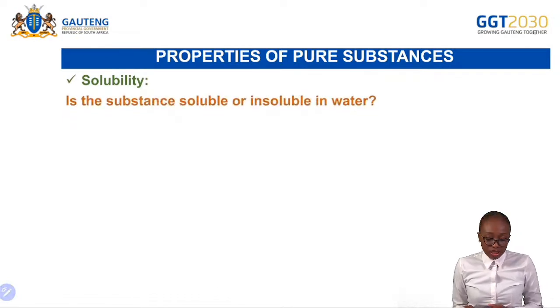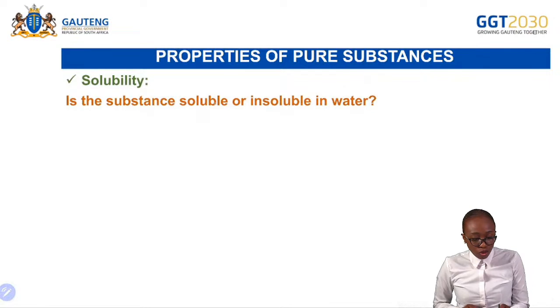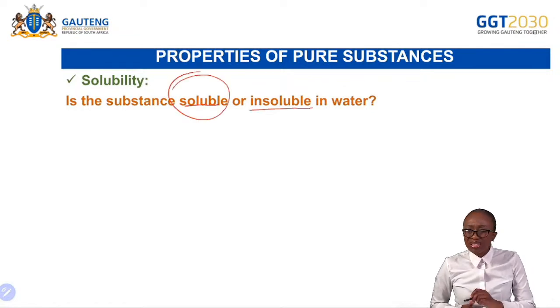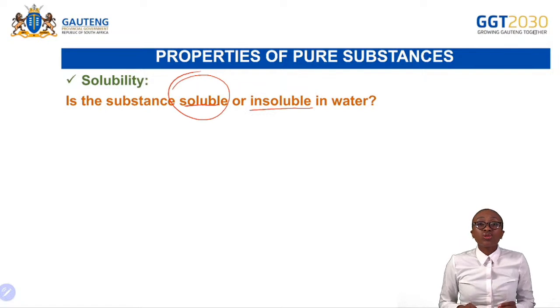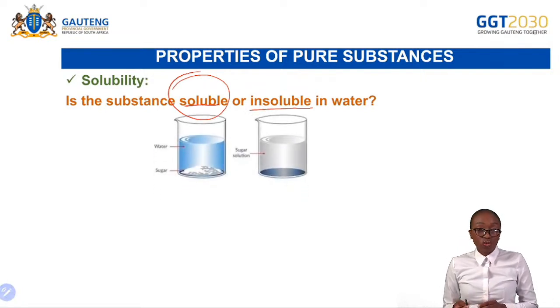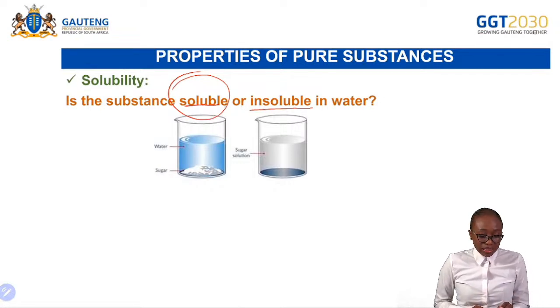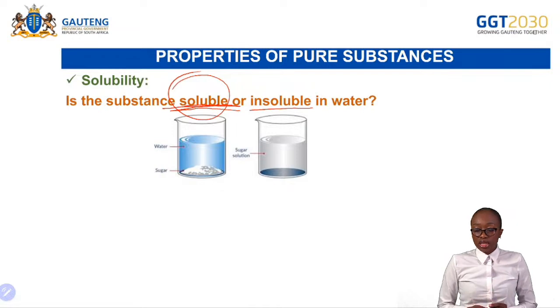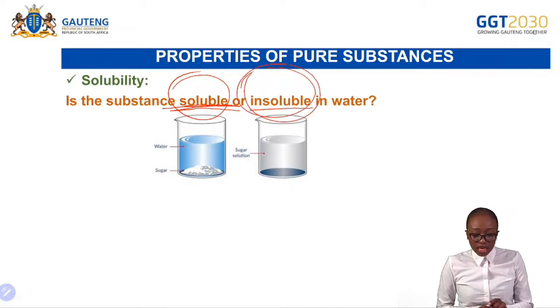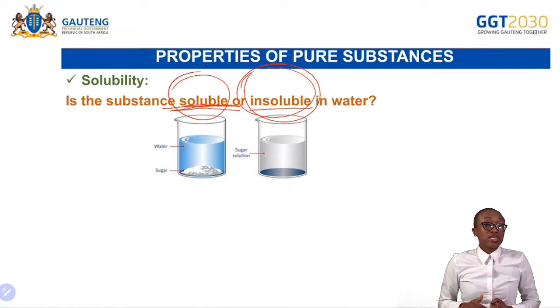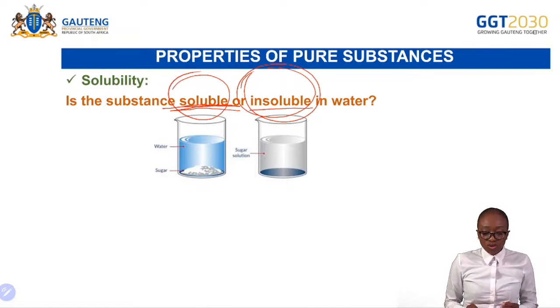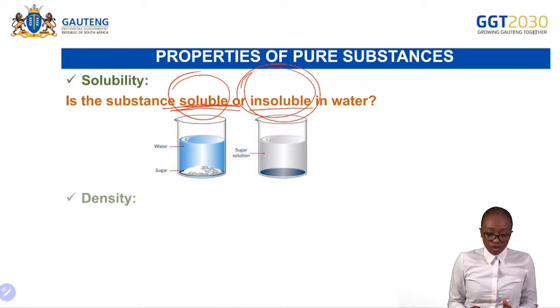Now, solubility. Is the substance soluble or insoluble in water? What does the word soluble mean? Soluble means, can it dissolve in water? Take a glass full of water and a teaspoon of sugar. You pour the teaspoon of sugar into the water, then you stir. If the sugar dissolves completely, then it is soluble. If you take a teaspoon of something like millimil and put it in a glass of water and it doesn't dissolve, we say it is insoluble, which means it does not dissolve in the water. So solubility is also one of the properties of pure substances.